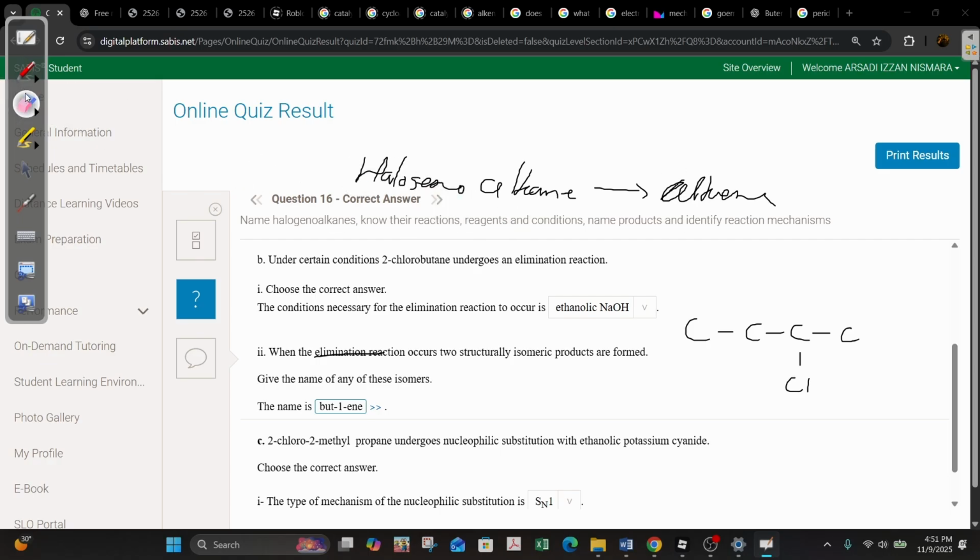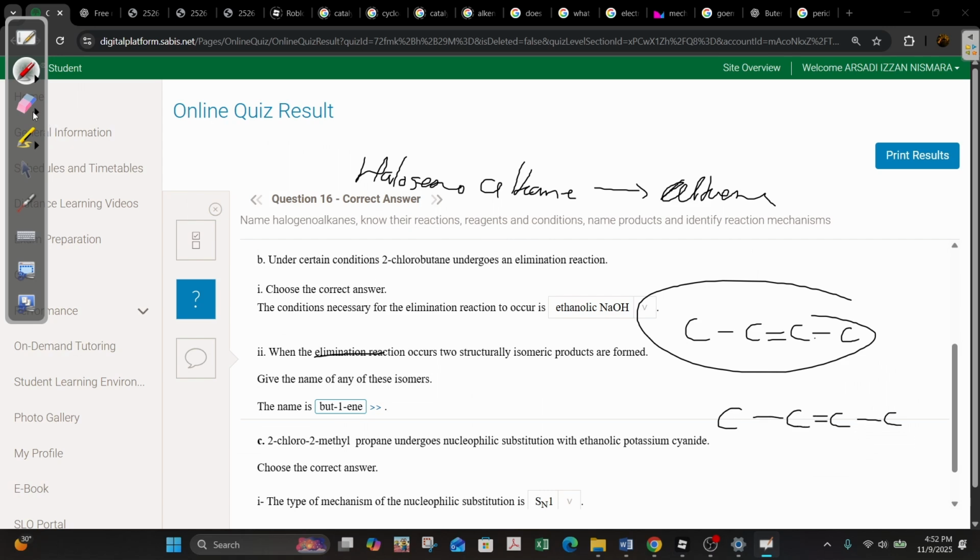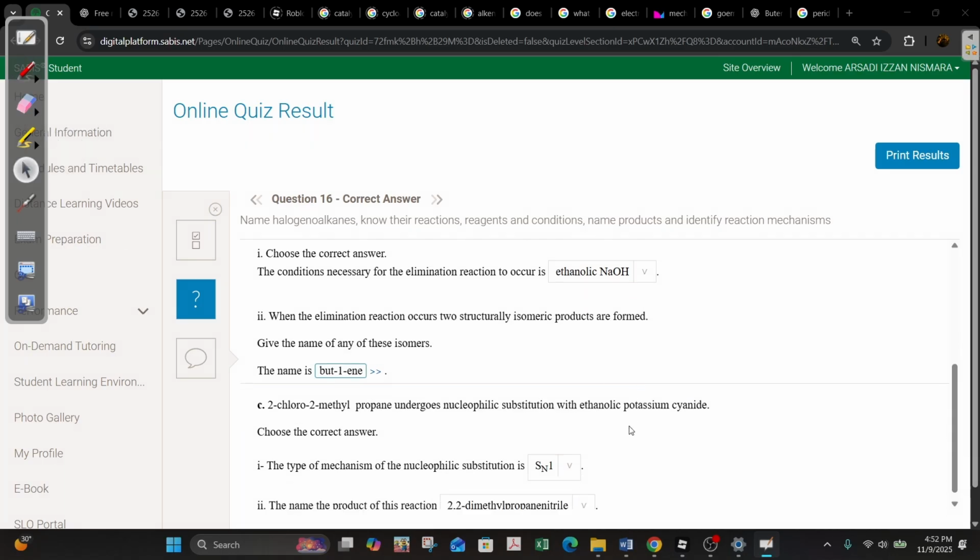And how does it do that? Well, when it reacts, the double bond can either form here or it can form here. And they only ask for any. So let's just do but-1-ene. This is but-2-ene. And another form is here. So let's just say but-1-ene. Right here. This is but-2-ene. Okay, that's nothing too crazy, nothing too hard.